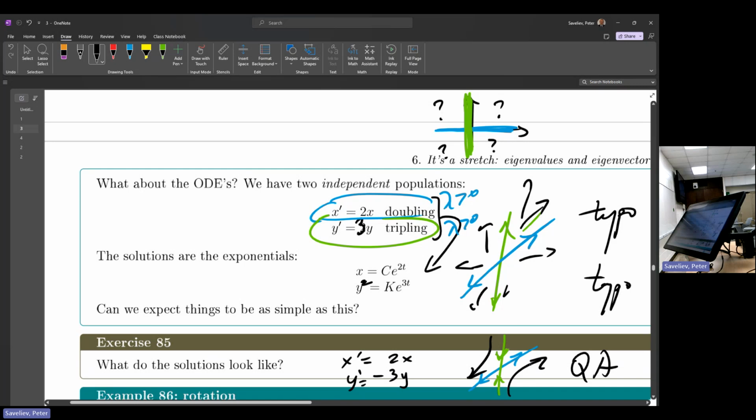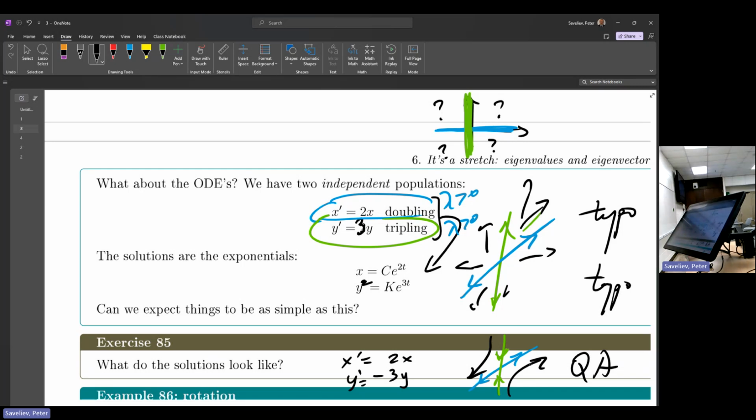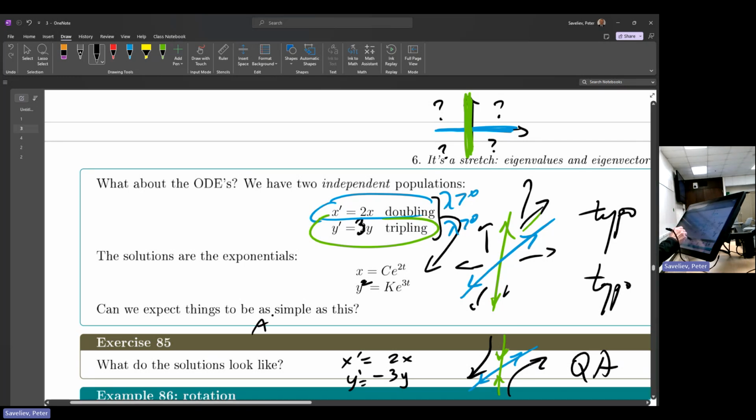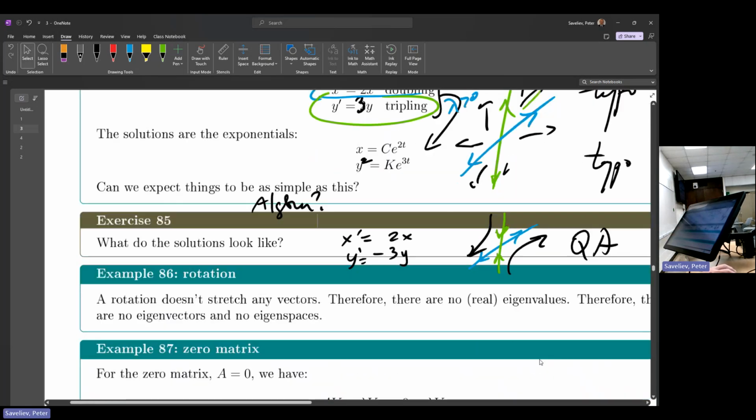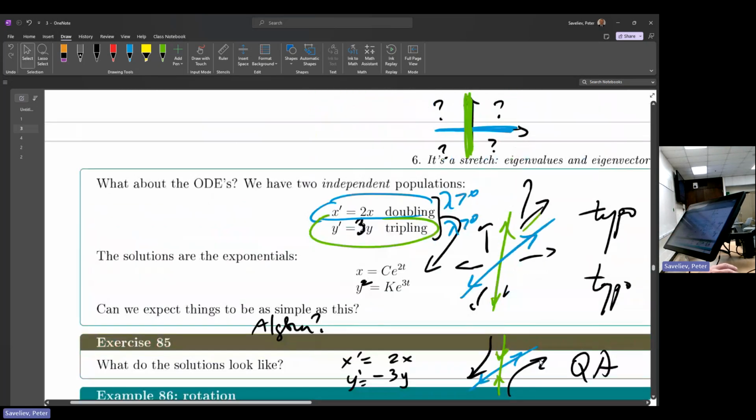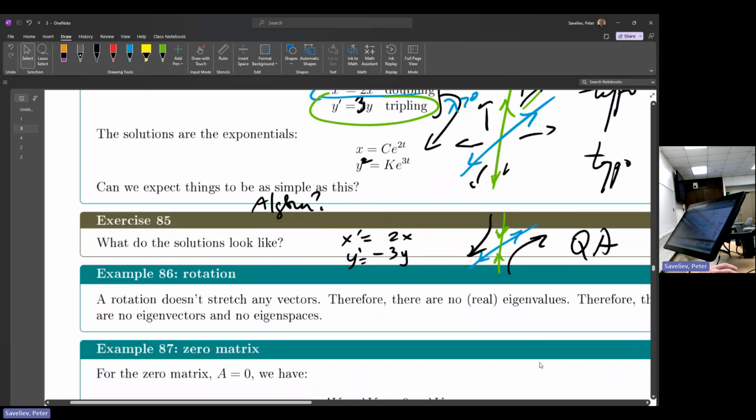So if we care, there is no way for us to easily jump to the qualitative analysis without finding these special directions. So we need the algebra to find them, and we are going to do that next. Okay, so that's the good news.